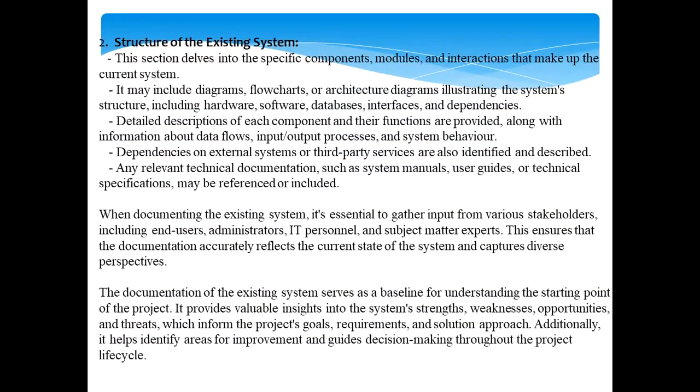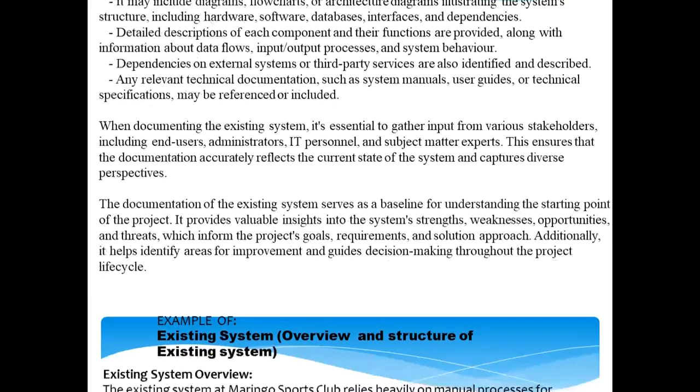Then, number two, we shall talk about the structure of the existing system. This section talks about specific components, modules, and interactions that make up the current system. It may include diagrams, flowcharts, or architecture diagrams illustrating the system structure, including hardware, software, databases, interfaces, and dependencies. So to avoid giving a lot of stories here, you can draw a diagram or a small flowchart illustrating how the system works.